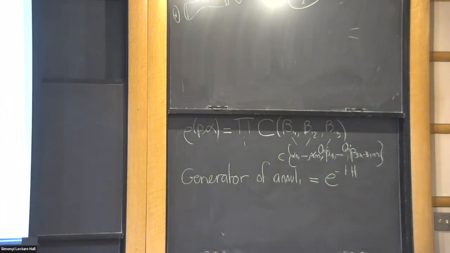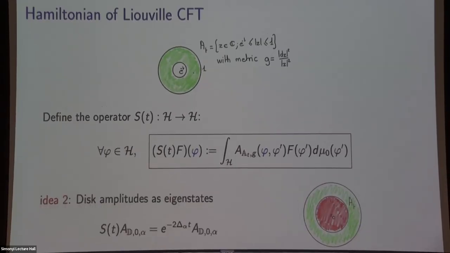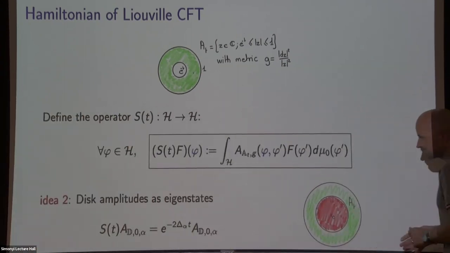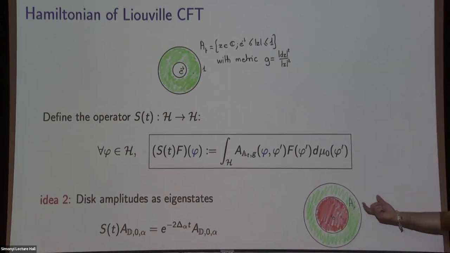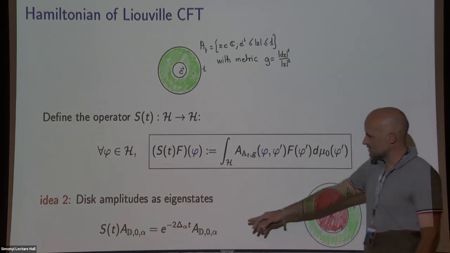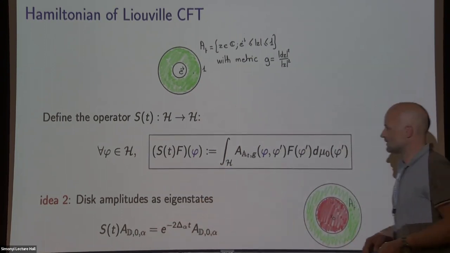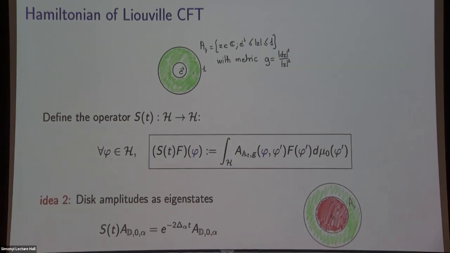Okay. So now, same game, let's try to see why disk amplitudes are eigenstates. I apply the semigroup to a disk amplitude with one marked point. What do you get if you, following Segal, glue these two pictures together? You get just a bigger disk with one marked point inside. So basically, you know that the disk amplitude should be an eigenstate of the Hamiltonian.